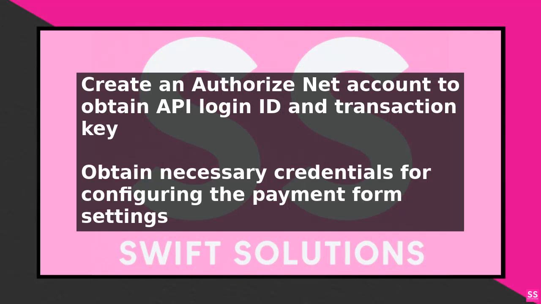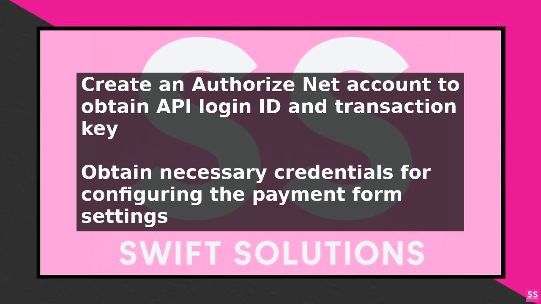To set up an Authorize.net-hosted payment form, start by creating an account with Authorize.net and obtaining an API login ID and transaction key. These credentials are necessary for configuring the payment form. Next, navigate to the Authorize.net dashboard and select the Hosted Payment Form option.